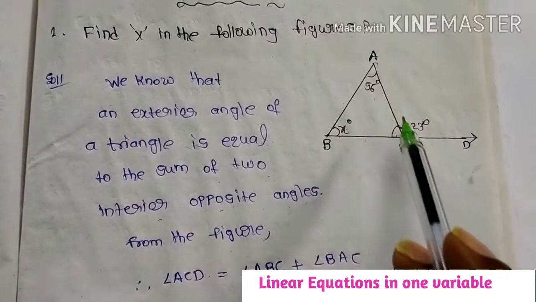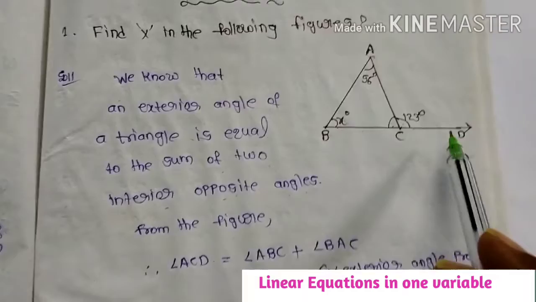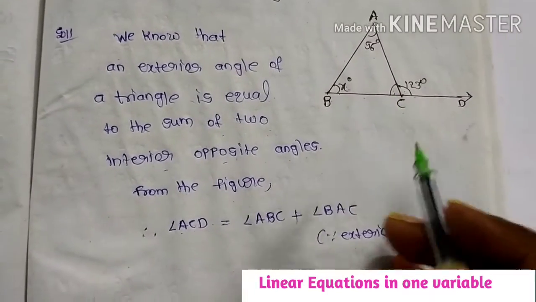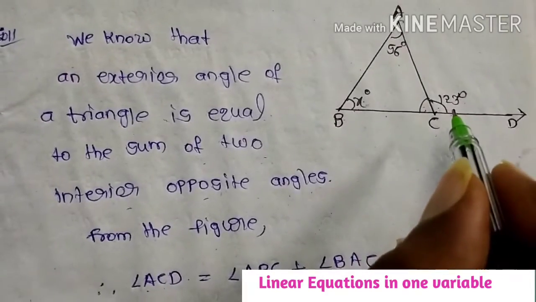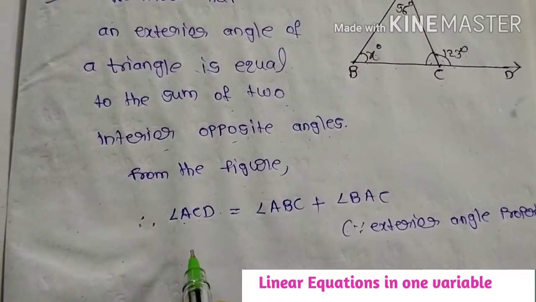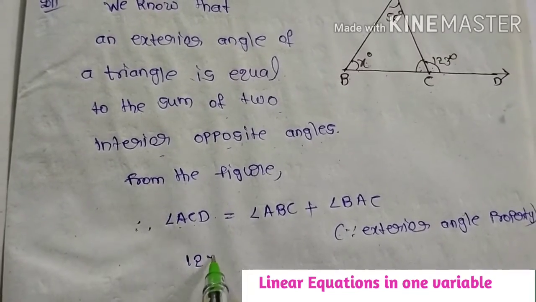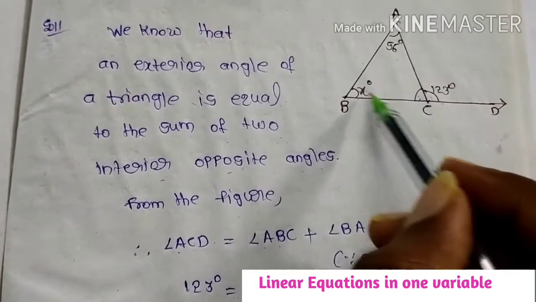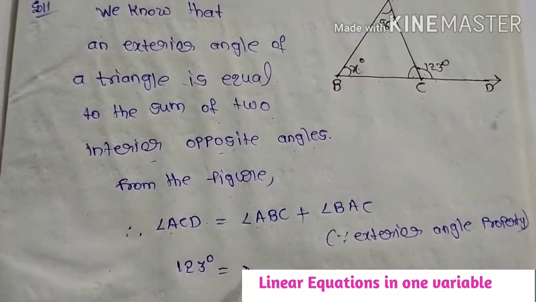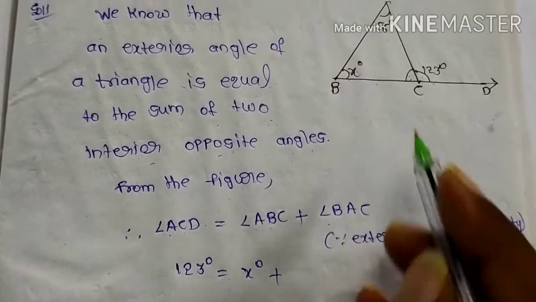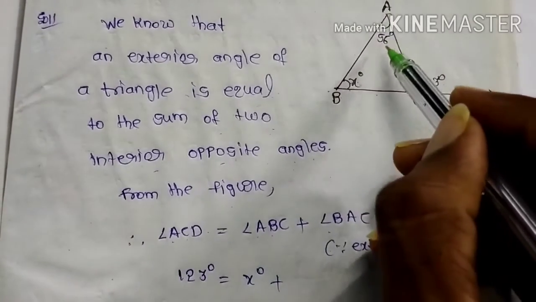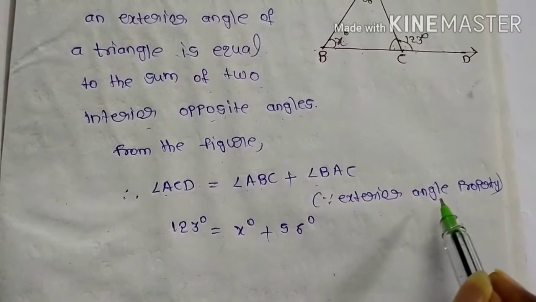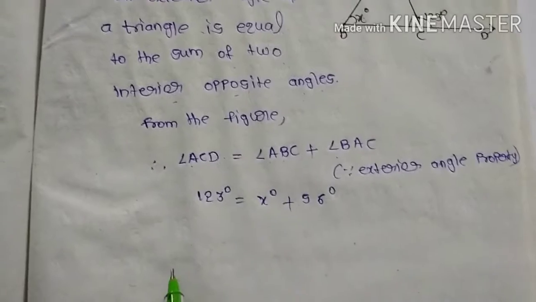x plus 56 is equal to 123 degrees. So that I am writing here from the figure, angle ACD. Angle ACD is equal to how much? 123 degrees. You can write here 123 degrees is equal to angle ABC. ABC value is how much? That means x degrees. You can write here x degree plus angle BAC. Angle BAC is equal to how much? 56. This is the exterior angle property you have studied in the 7th class.